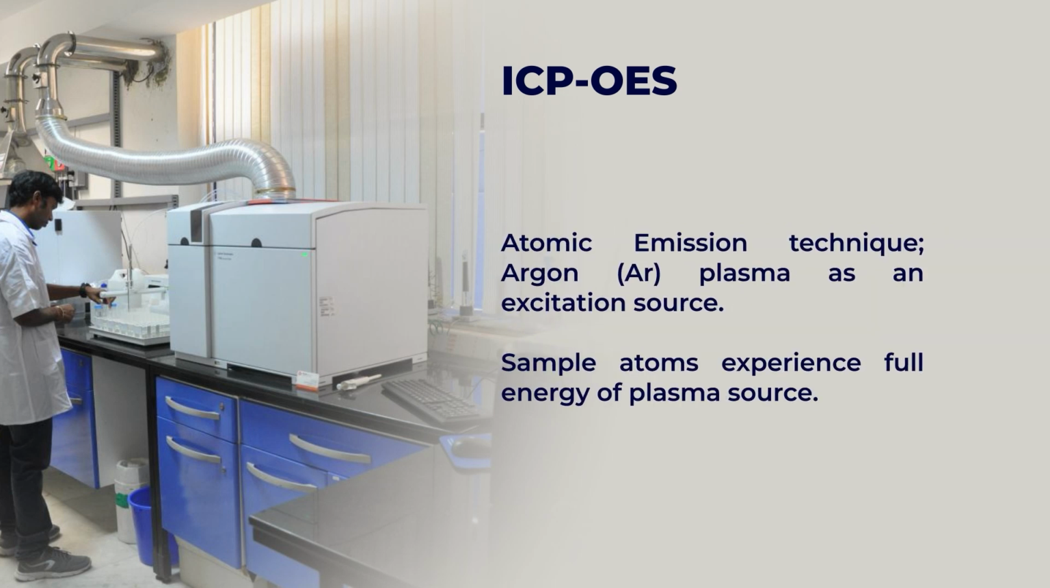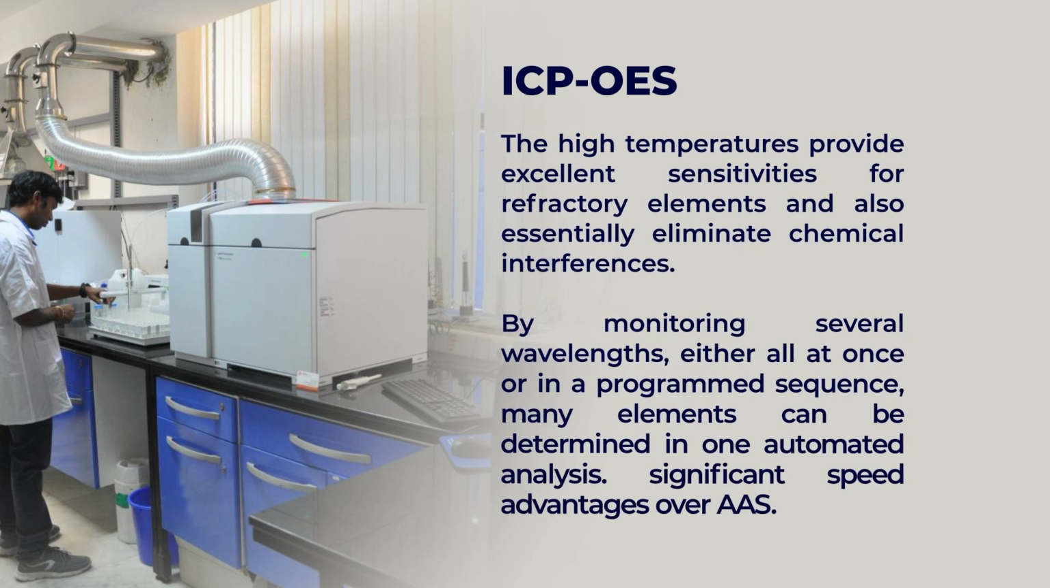In the case of the atomic emission technique, which is ICP, argon plasma is the one which is used as an excitation source. Sample atoms experience the full energy of the plasma source. The high temperature provides excellent sensitivities, especially for refractory elements which require very high temperatures, which cannot be done by AAS. And by monitoring several wavelengths, either all at once or in program sequence, many elements can be detected by one automated analysis in a much better way than AAS.